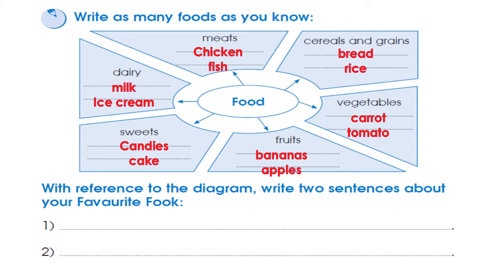After that, with reference to the diagram, write 2 sentences about your favorite food. My favorite food is bread. I like eating cake. Okay?